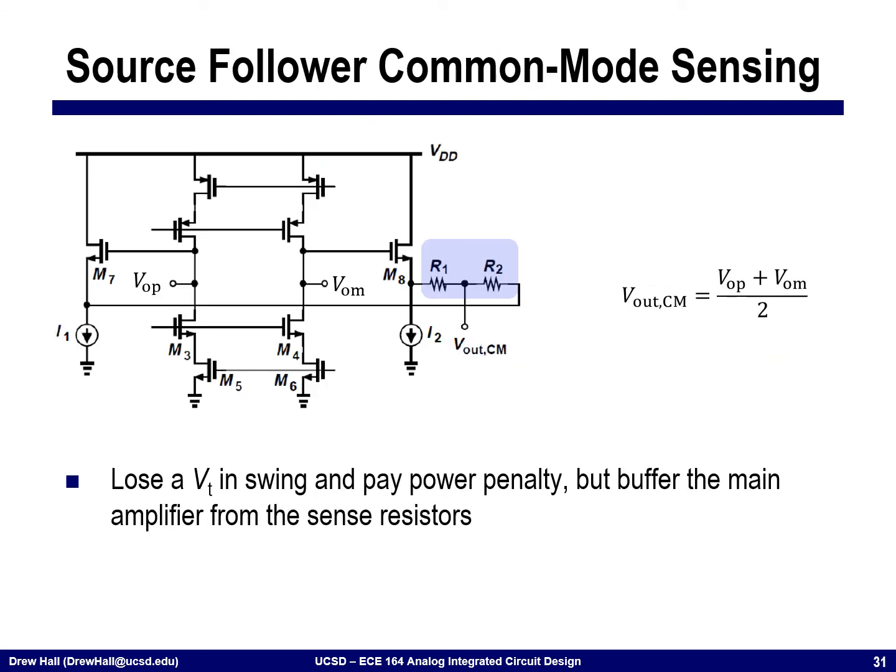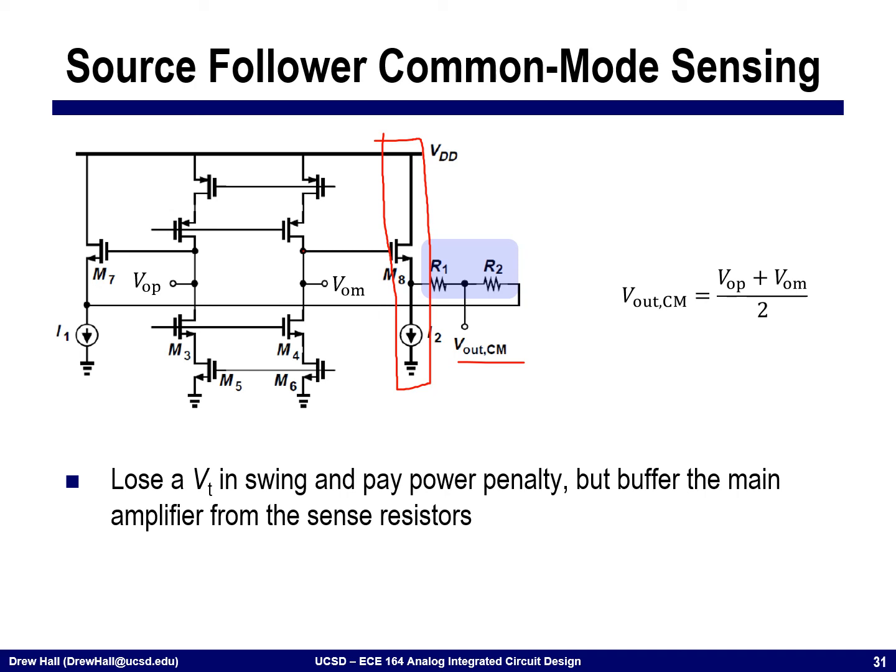Okay, so one way of fixing this is to not load the amplifier directly, but essentially to add a unity gain buffer. And so we're going to add this unity gain buffer by adding a source follower. Okay? And so I'll take the output with a source follower and then connect it to these resistors. And so in a sense, what I'm doing is I'm hiding the loading effect of these resistors from the main amplifier. And so this is good because it reduces my constraint of having R1 and R2 be very large in order to sense the output common mode voltage.